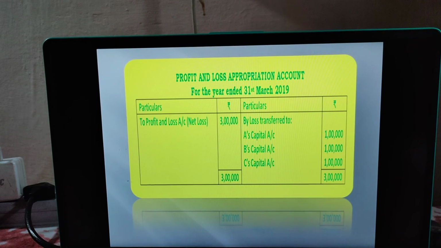See, first of all, we need to create the profit and loss appropriation account. So there is the loss. So what will we write? Profit and loss appropriation account debit to profit and loss account. To profit and loss, net loss of 3 lakh. Now this loss is to be transferred to the partners' capital accounts: A's capital, B's capital, C's capital. So 1 lakh, 1 lakh, 1 lakh has been transferred.